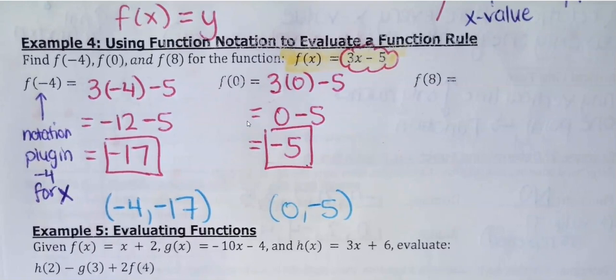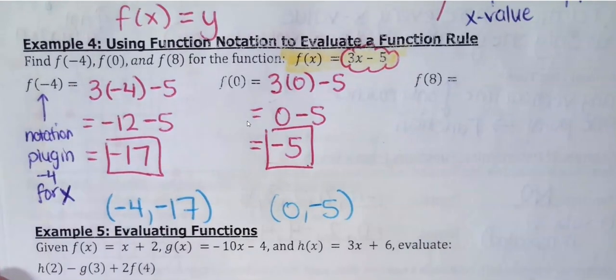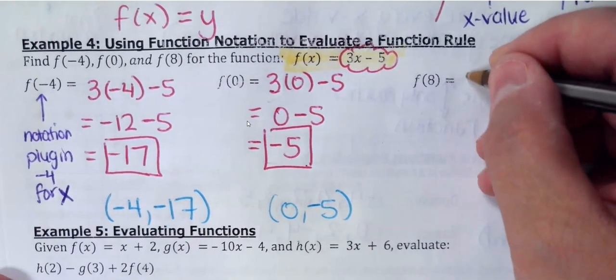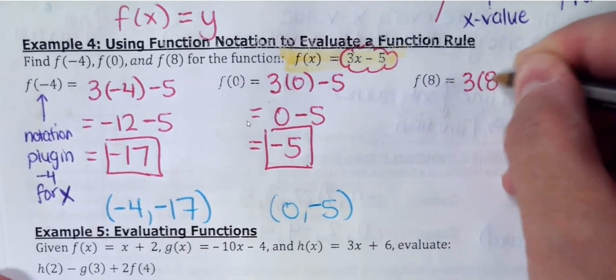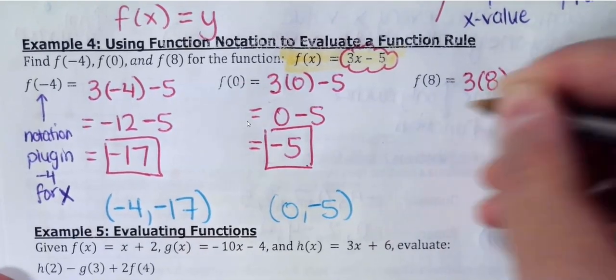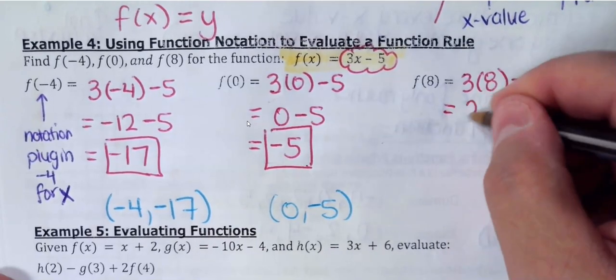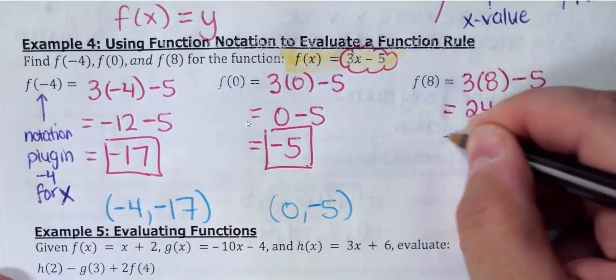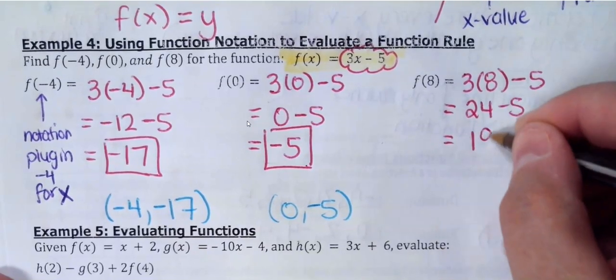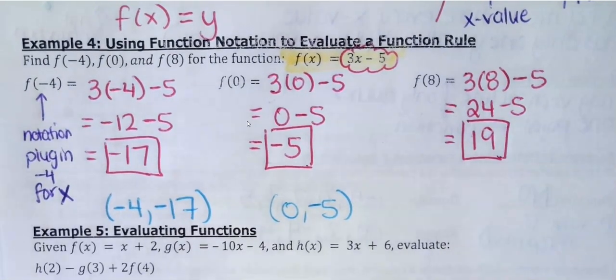-5 is going to be my output value, or my y value. All right, and I got one more just real quick. This one says f of 8. So everywhere I see an x in that function rule, I'm going to replace it with an 8. And then just order of operations. I'm going to multiply 3 times 8, that's 24, minus 5, which is going to give me 19. The 19 is my actual answer.